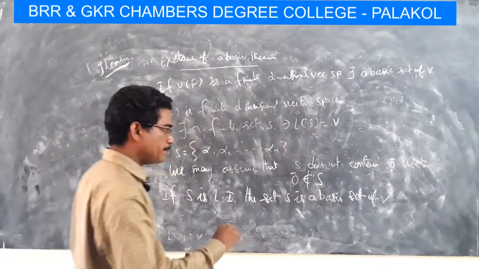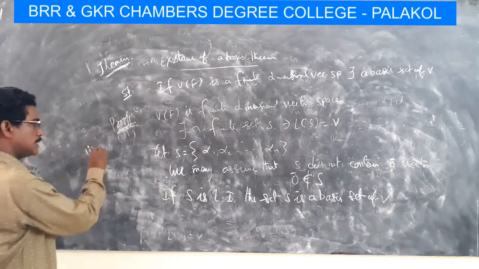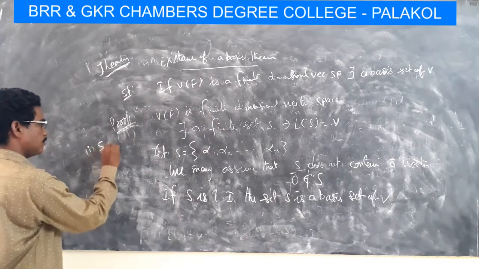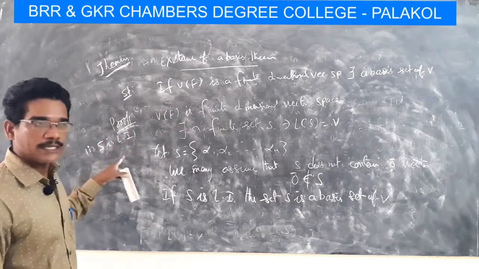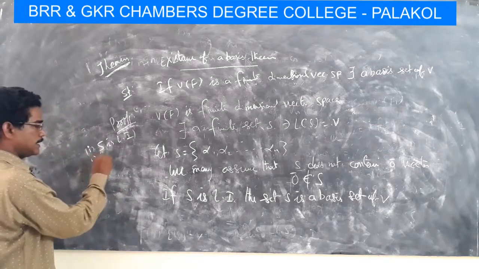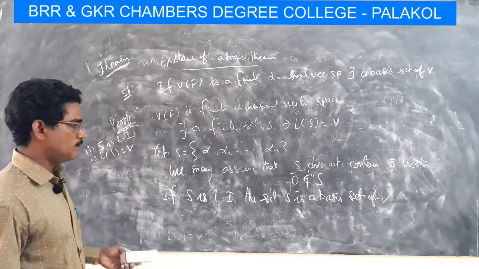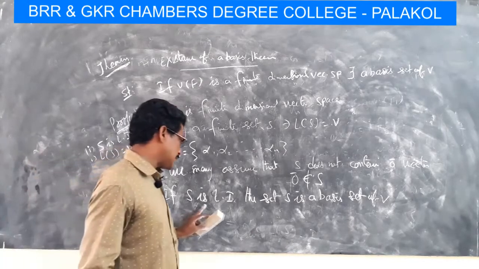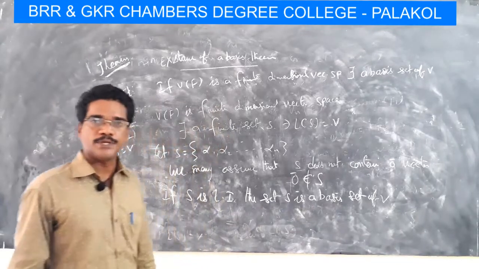Already we know that basis means two conditions. First one, S is linearly independent. Second one, L(S) is equal to V. So here S is linearly independent, and the set S is a basis set of V.